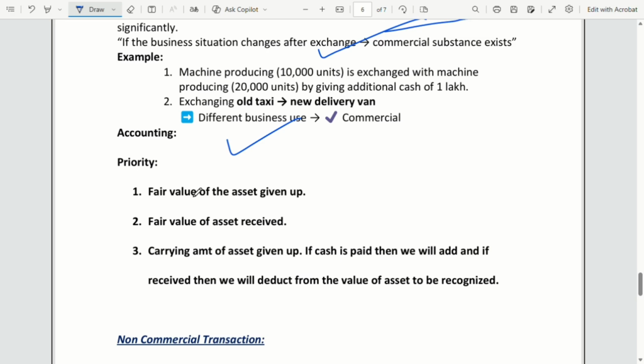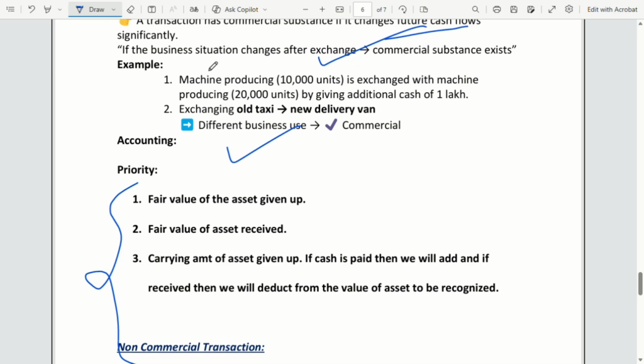So now how will we do the accounting? Here I have written this priority-wise. First priority we give to the fair value of the asset given up. So here I'm giving a machine and I'm also taking another machine. The new machine which I'm taking, I will record at the fair value of the machine given up. ये मशीन का जो फेयर वैल्यू है उस पे आई विल रिकॉर्ड न्यू मशीन.